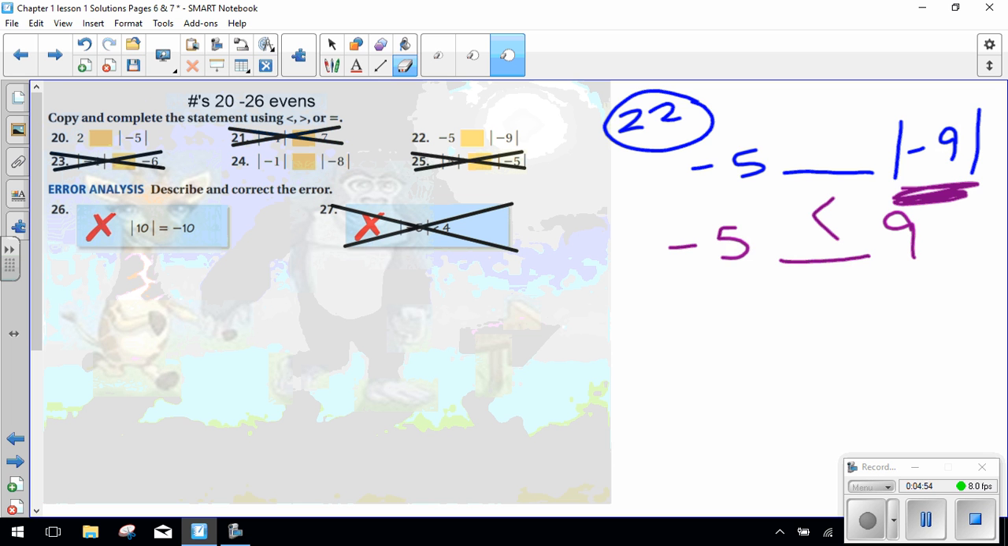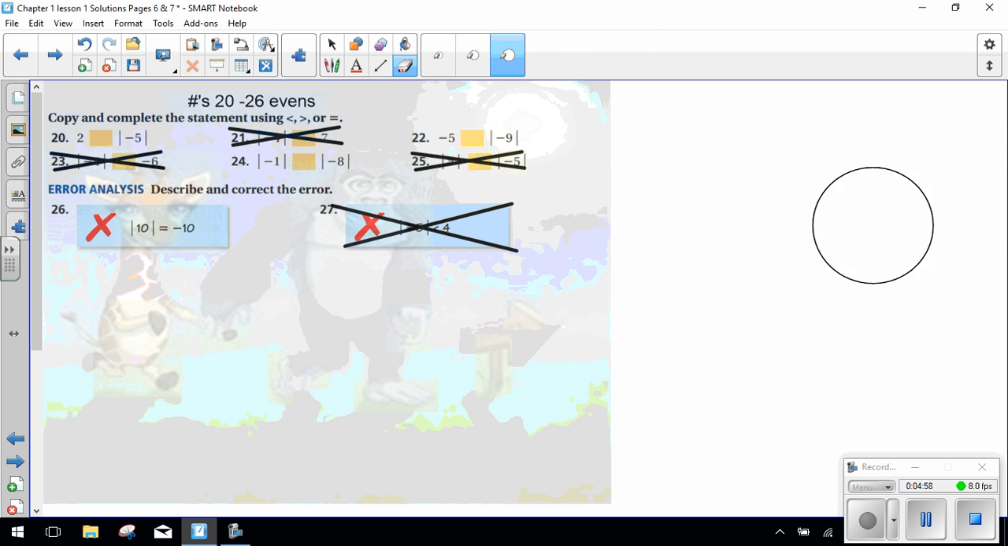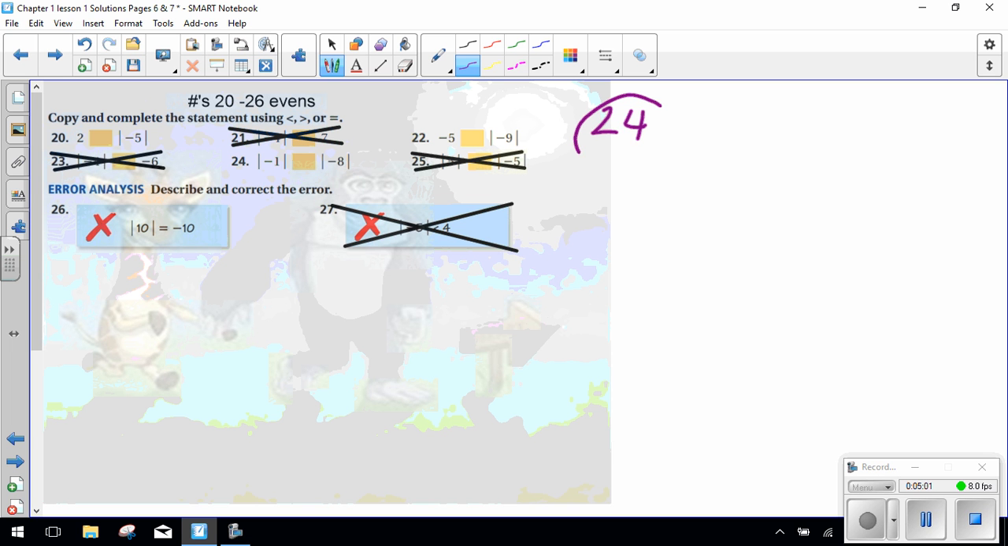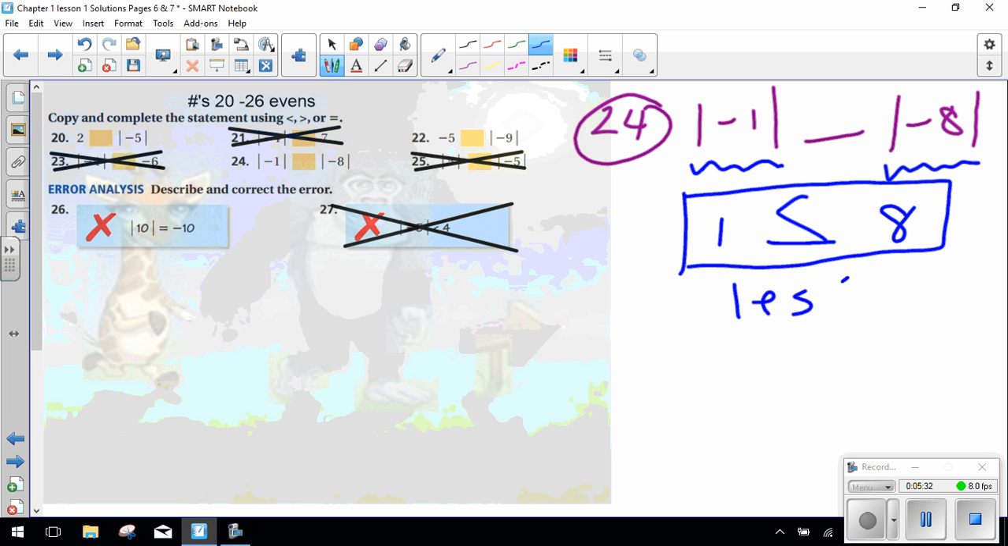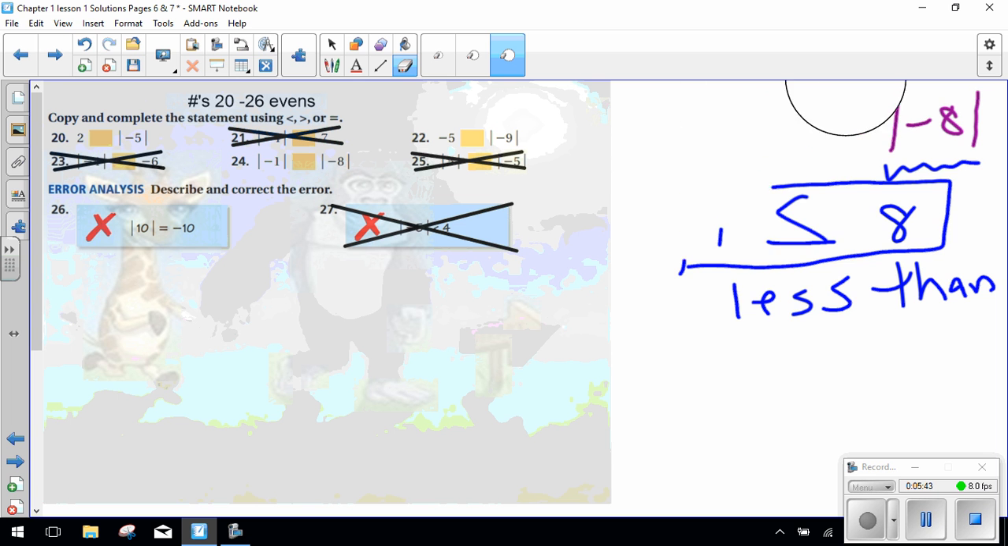Okay, so there's number 22. If you need this, please pause because I am moving on to 24. Here I have the absolute value of negative 1 compared to the absolute value of negative 8. For both of these, we have to take their absolute values. How far am I from 0? 1 unit. How far am I from 0? 8 units. So we're going to use this to compare. Who is larger, a 1 or an 8? And hopefully you are saying less than. So 1 is less than 8. Okay. So that was 24, and here is number 26.